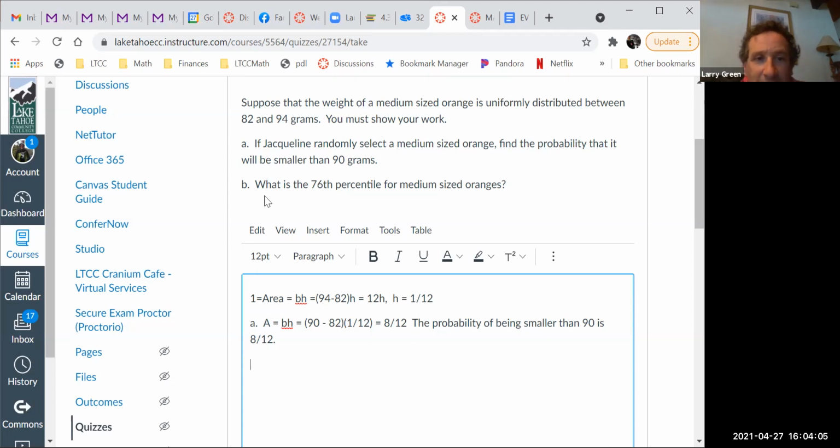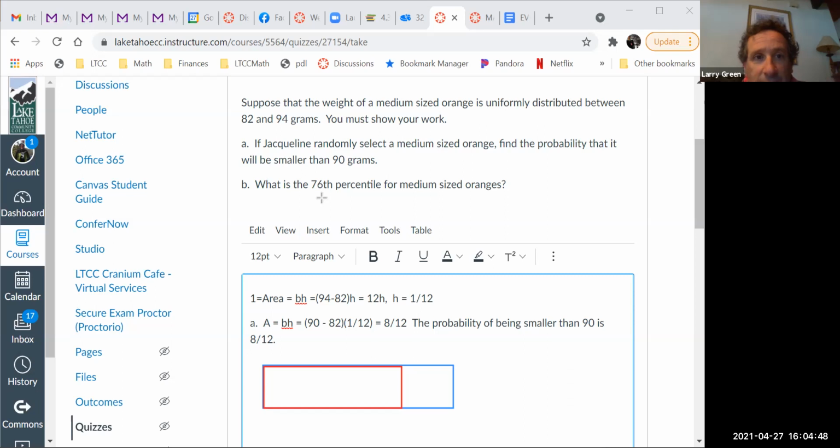Okay, so let's look at B. What is the 76th percentile for medium-sized oranges? So I'm going to draw the picture again, so I think it helps to see the picture. So we want the 76th percentile. And if you want the 76th percentile, 76th percentile is more than half. So that means it's going to go farther than 50%, somewhere around there. Any questions on that?